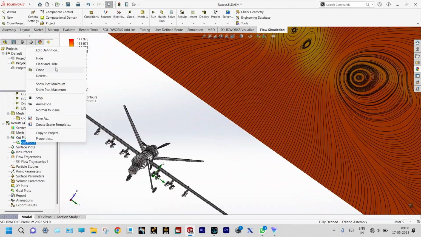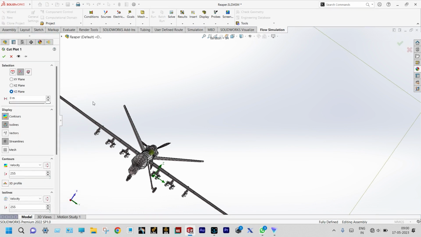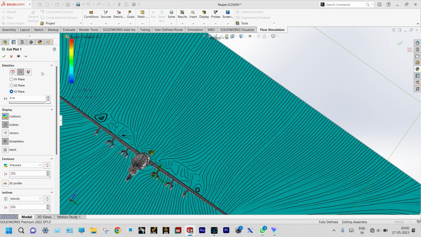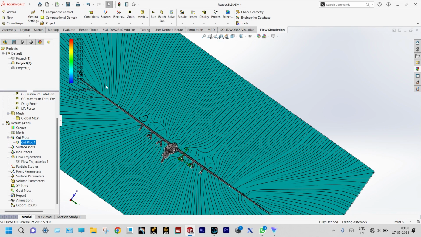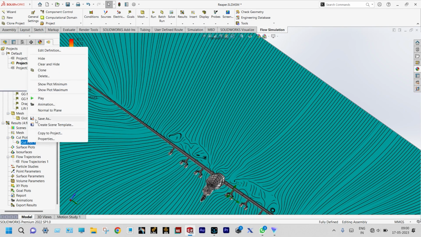Clear and hide this one, and we need to see pressure variation from this plane, right? Let us see this one, edit definition, and instead of velocity you see pressure distribution through the YZ plane. This is pressure distribution. It will be better to see in the form of an animation, right? Let us play it.